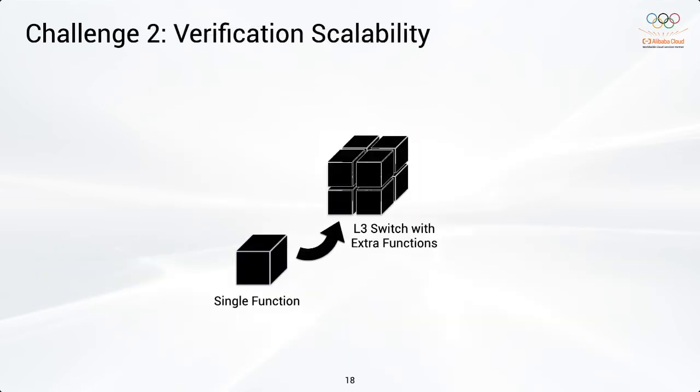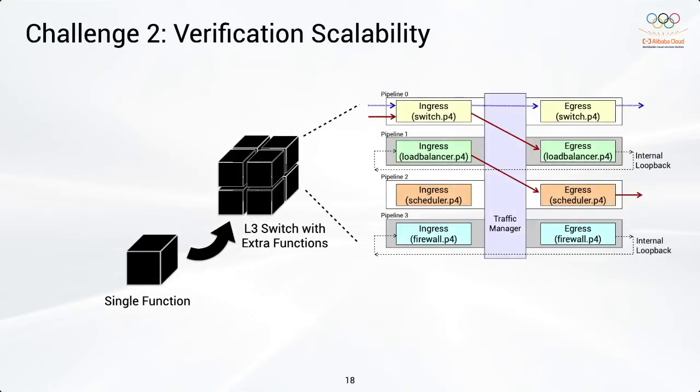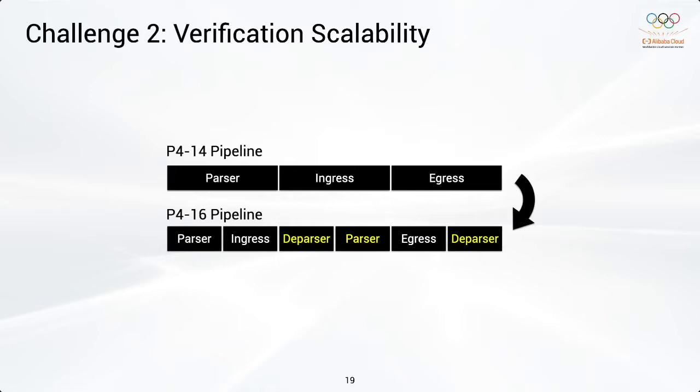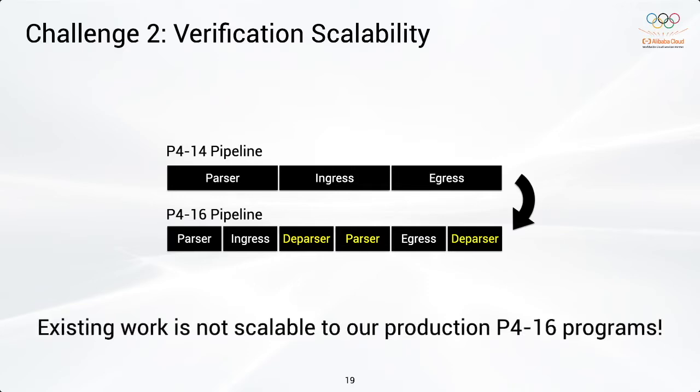The second challenge is about scalability. Our production programs are composed of a layer 3 switch and a lot of network functions. It's not easy to verify such a big program efficiently. In addition, our production programs are mainly written in P4_16 instead of P4_14. In P4_14, the ingress logic and egress logic are combined into one logical pipeline and share one parser. But in P4_16, they're divided into 2 logical pipelines. Each pipeline has its own parser and deparser. Unfortunately, it's exactly the parser and deparser that contribute the major complexity to the verification.